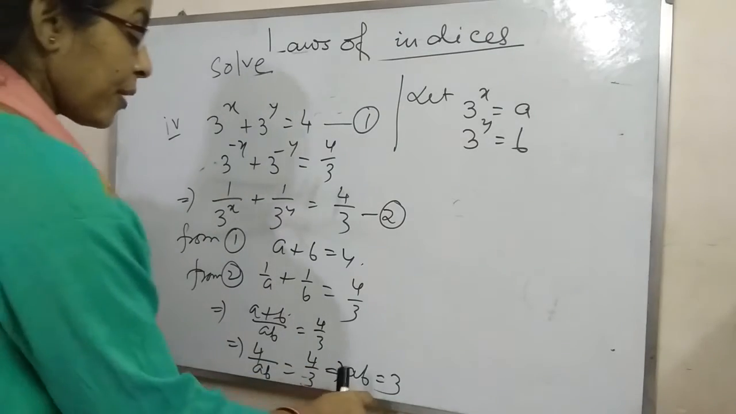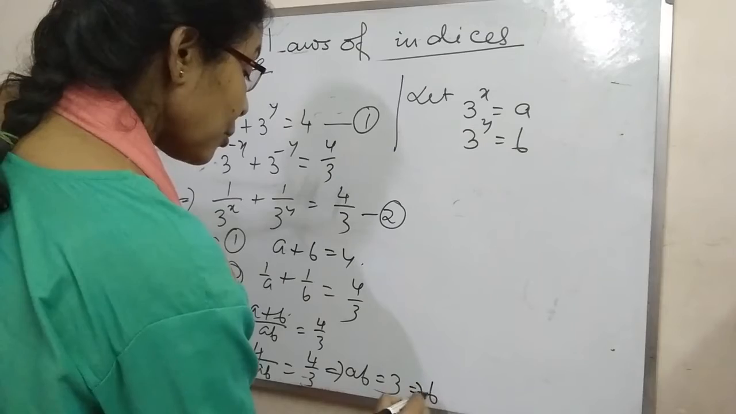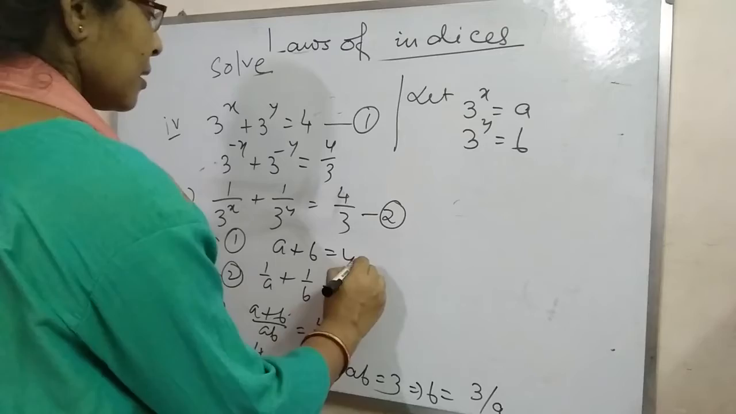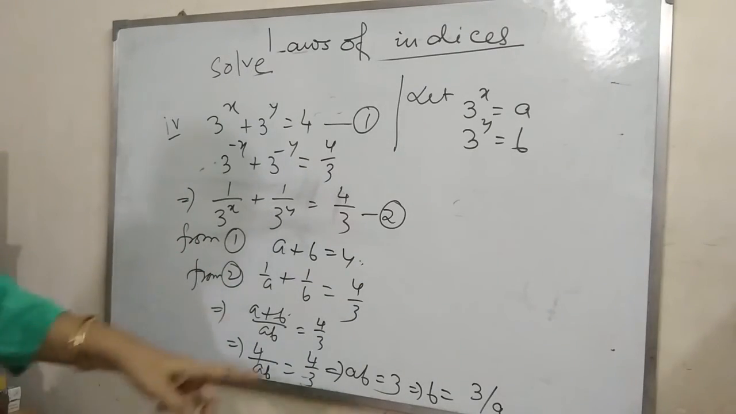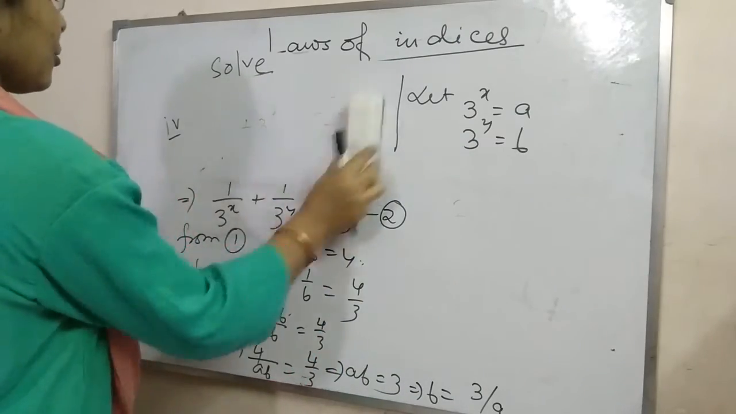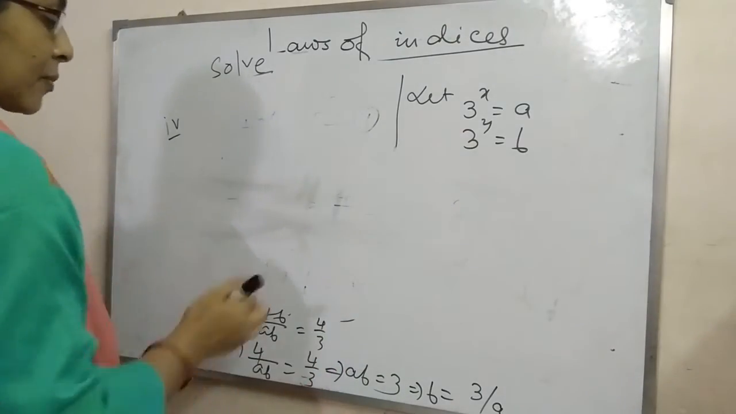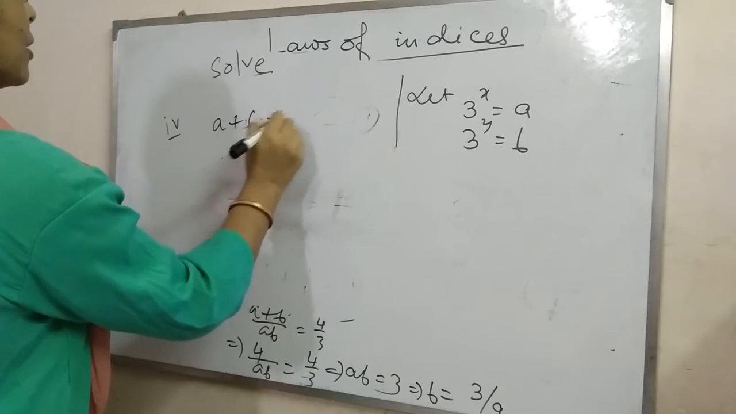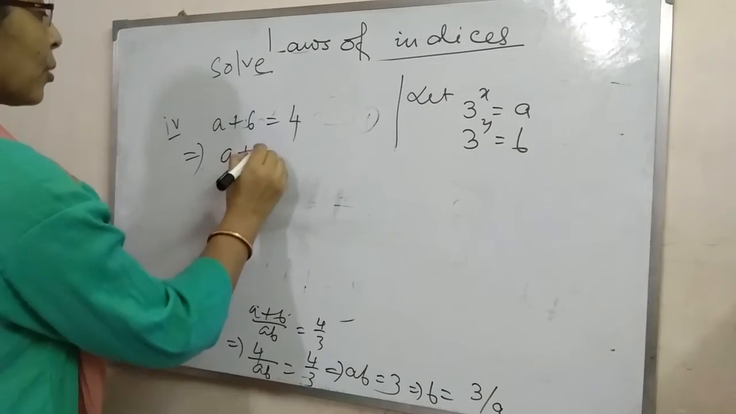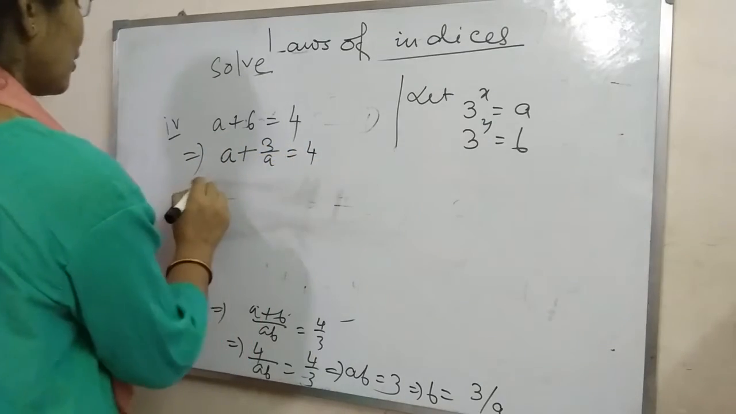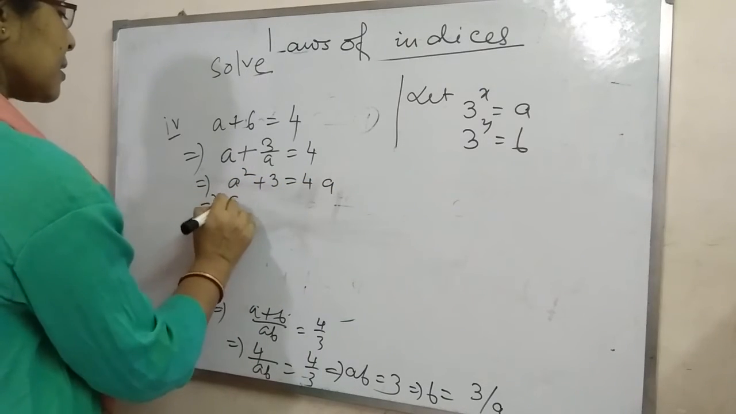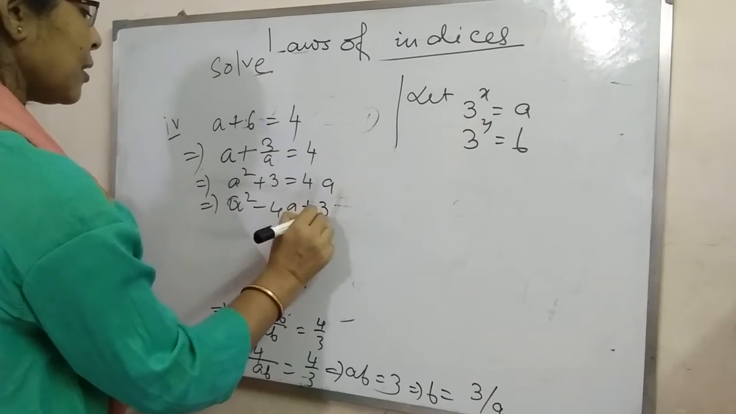And from here I can write b equal to 3 by a. So I will start from here. a plus b equal to 4, I know it. a plus 3 by a equal to 4, that is a square plus 3 equal to 4a, that is a square minus 4a plus 3 equal to 0.